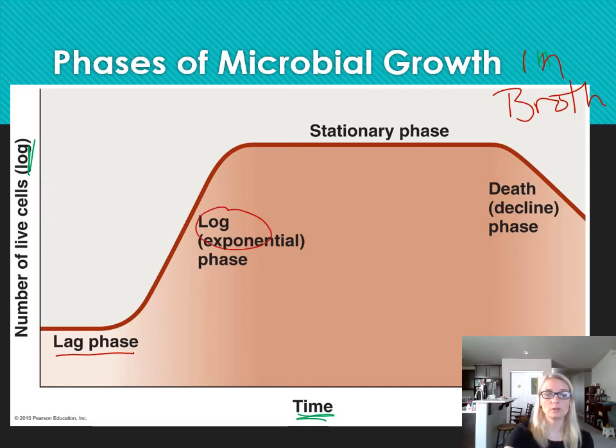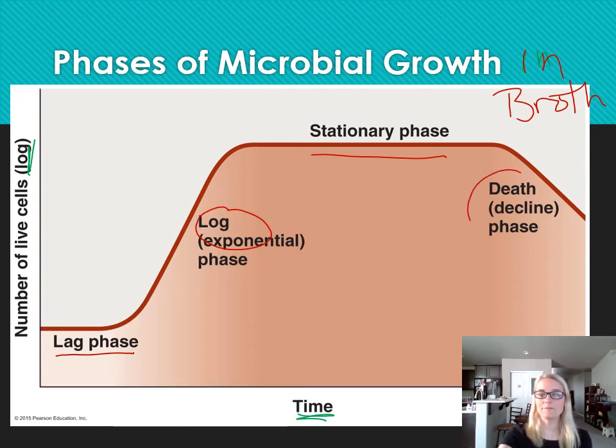And so this is what we call the log or exponential phase. So they're doing this really rapid growth. Way more cells are being produced than are dying. And then eventually you'll get to this middle phase here called stationary, which just means about the same number of cells are being produced as are dying. So it's at an equilibrium, the new cells versus the dying cells.